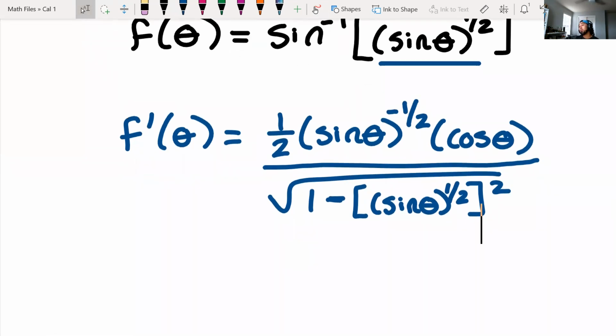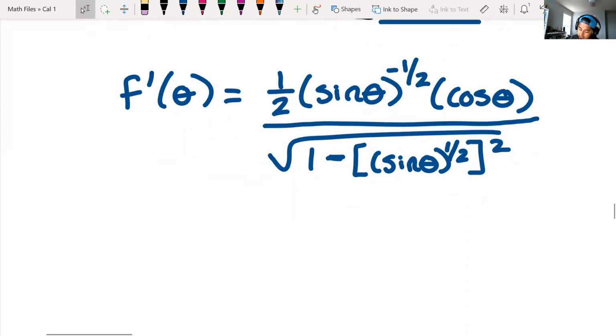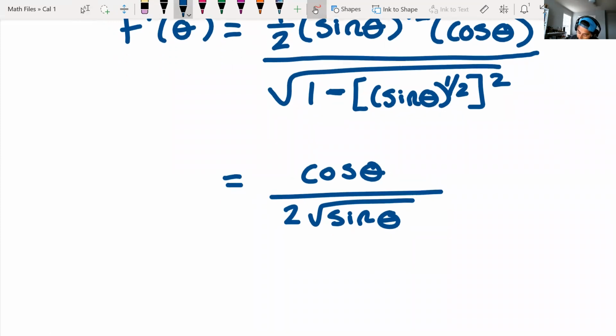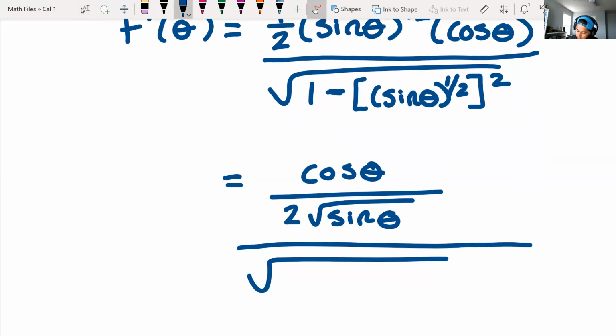Okay. And cleanup. Let's see. The numerator, yeah, we can work with both at the same time. So the numerator becomes cosine theta over 2 square root sine theta. That's the numerator. And then the denominator, square root 1 minus sine theta to the 1/2 squared, the exponents cancel, and you get 1 minus sine theta. Okay.